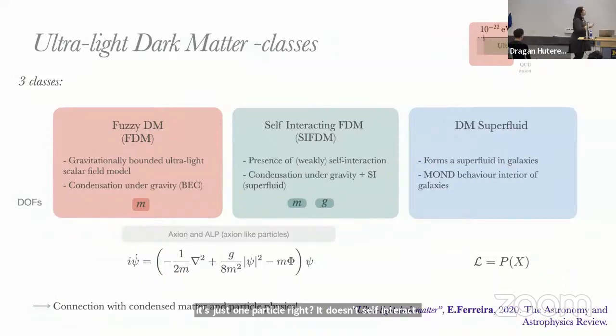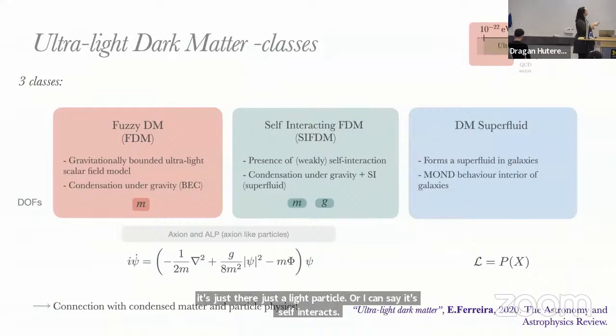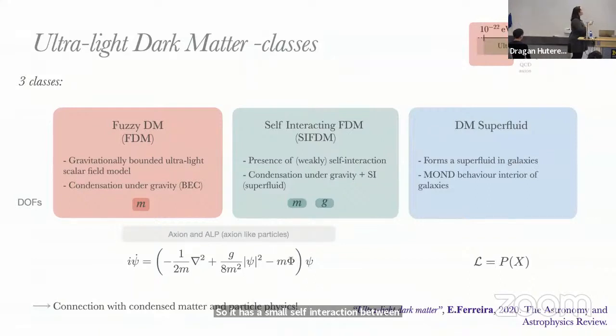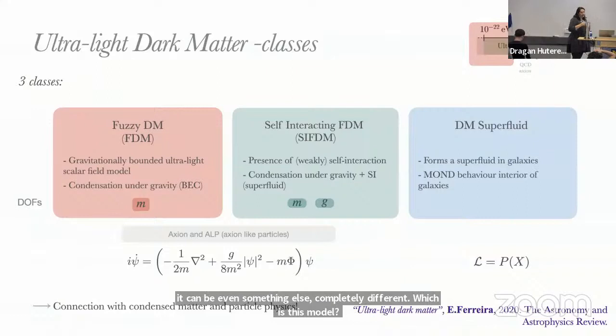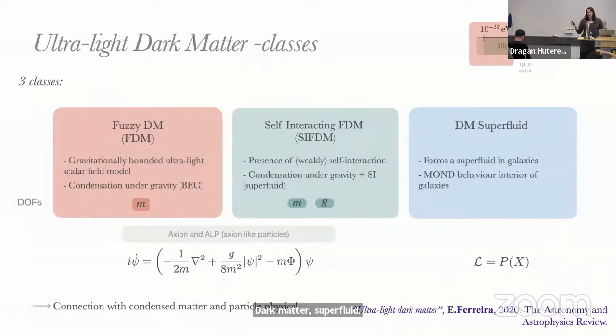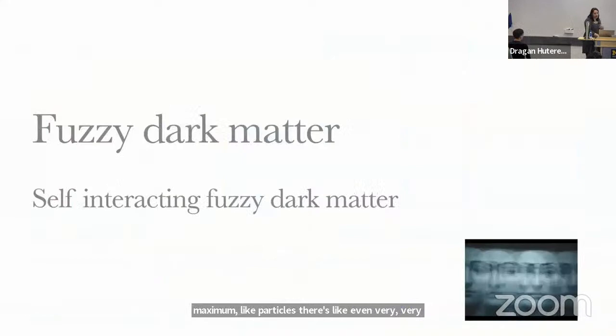Or I can say it self-interacts. So it has a small self-interaction between itself. So this is a self-interacting fuzzy dark matter. Or it can be something else completely different, which is this model of dark matter superfluid. So even though we call them axion-like particles, there are very different ways of describing those models, and very different dynamics that those dark matter models can have.